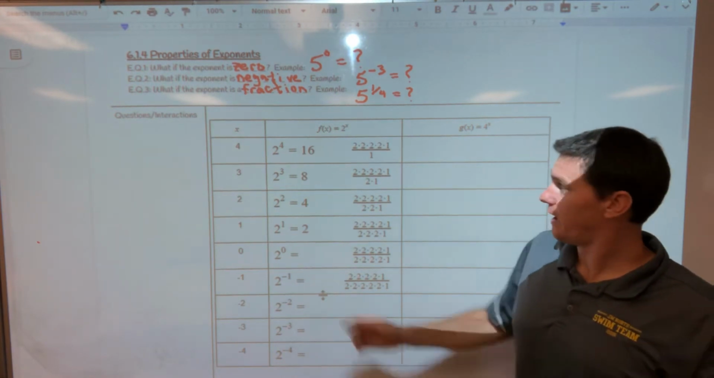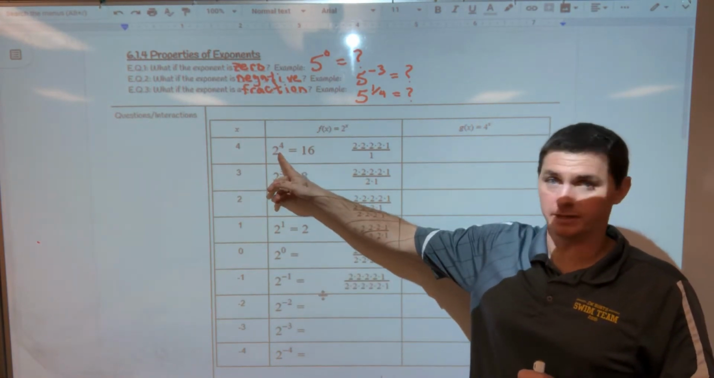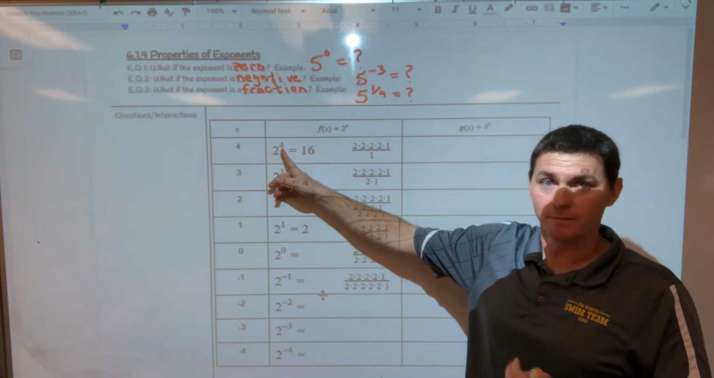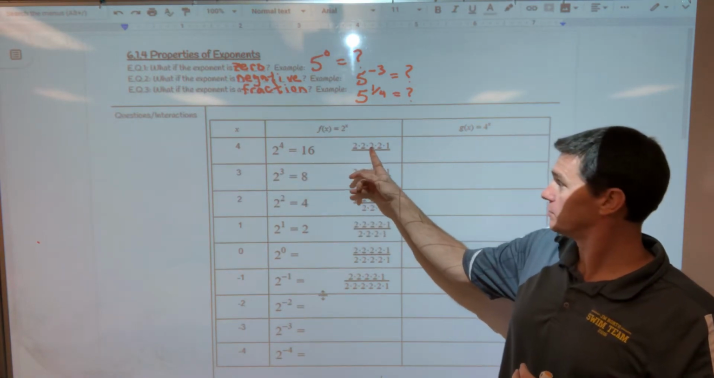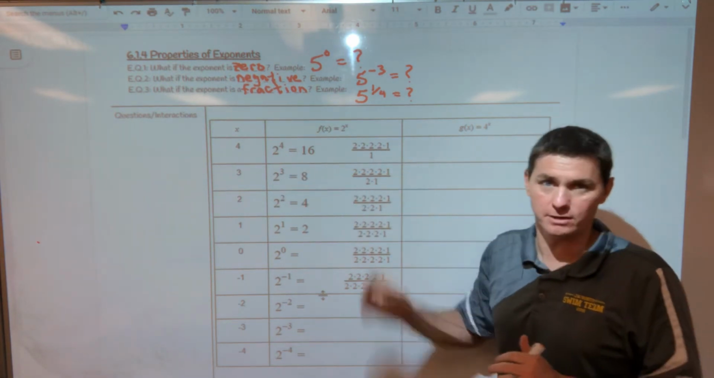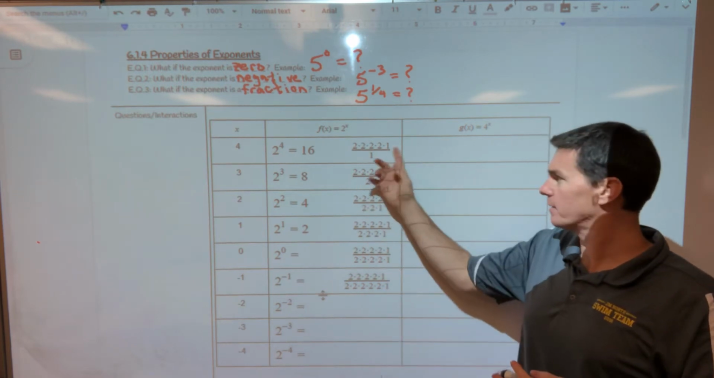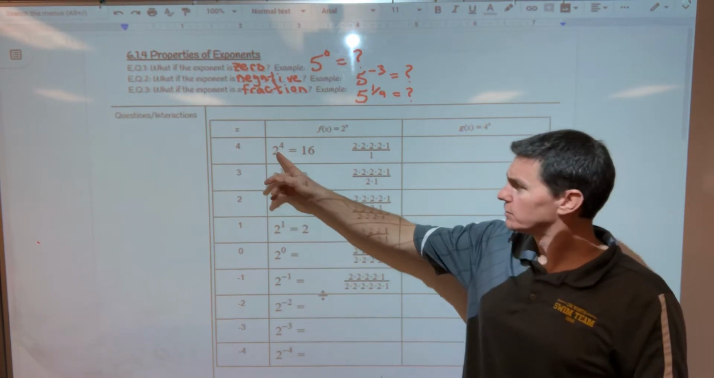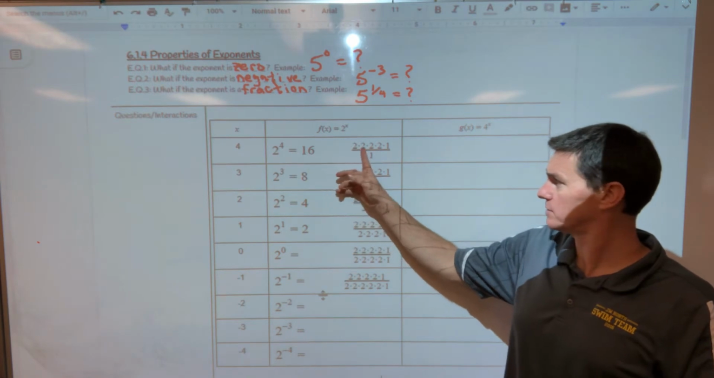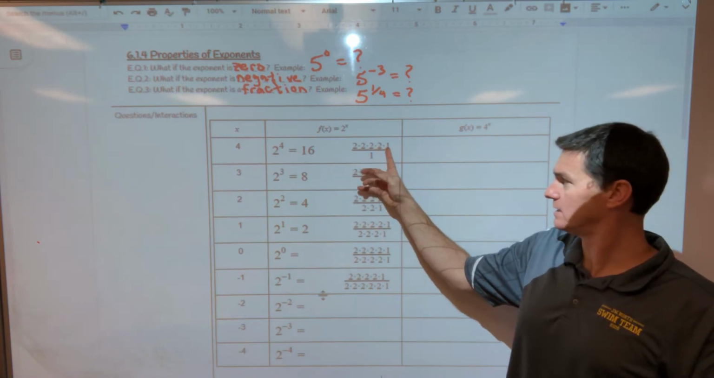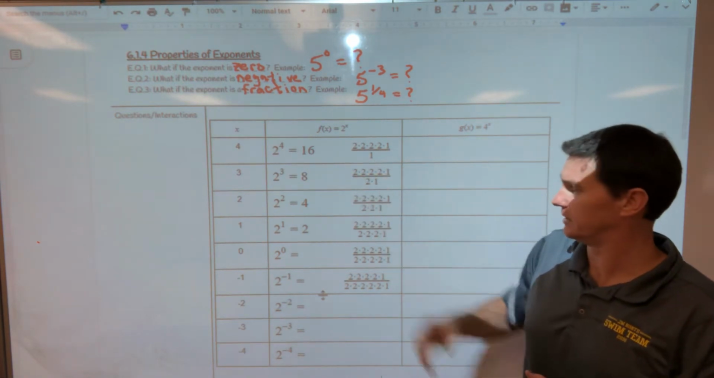We know that exponents mean repeated multiplication. So 2 to the 4th means 2 times 2 times 2 times 2. Now I've got a couple of these 1s in here, and you'll see why, but multiplying by 1 doesn't change anything. So 2 to the 4th is 16. 2 times 2, 4, 8, 16 times 1, all divided by 1 is still 16, okay?